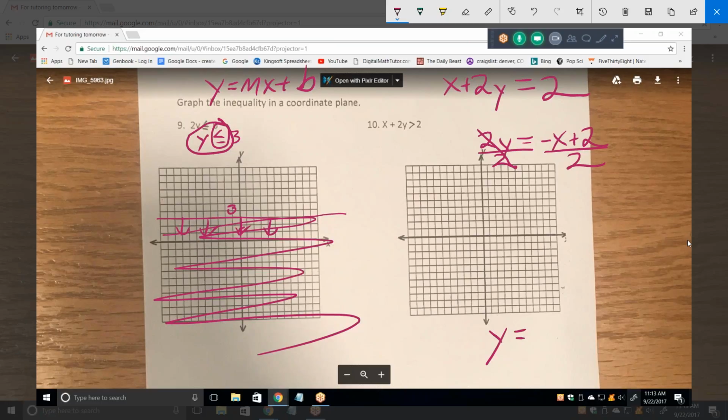Remember, we're trying to get it into this format, y equal mx plus b. That's not quite y equal mx plus b. It's close, but I can't graph it from that. I got to get it into the exact format, y equals mx plus b. So I need that to be separated into 2 fractions. What are the 2 fractions? What is y equal to?